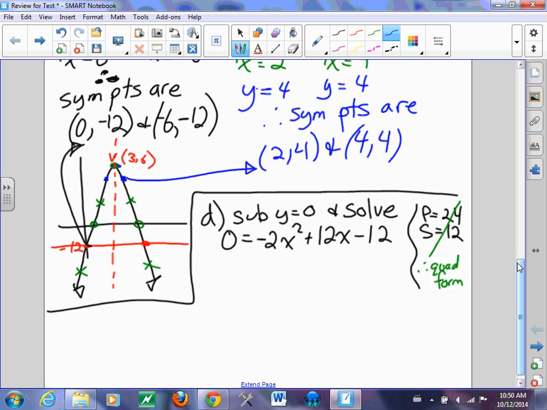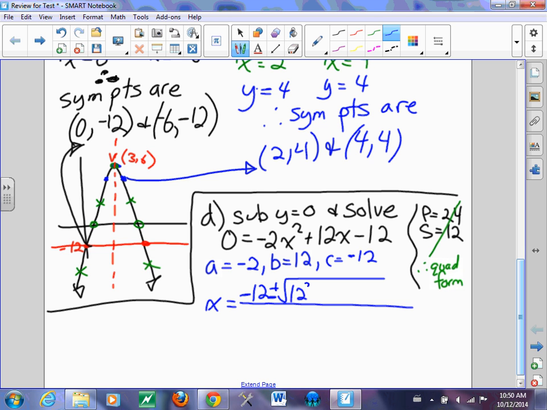Okay, and if it doesn't specify, just go for quad form right away. All right, so we're going to use quad form. Just in case you forget, guys, A equals negative 2, B equals 12 in this case, and C equals negative 12. So you sub it in. So X equals negative 12 plus or minus the square root of 12 squared minus 4 times A, which is negative 2, times C, which is negative 12, all divided by 2 times A, which is negative 2.